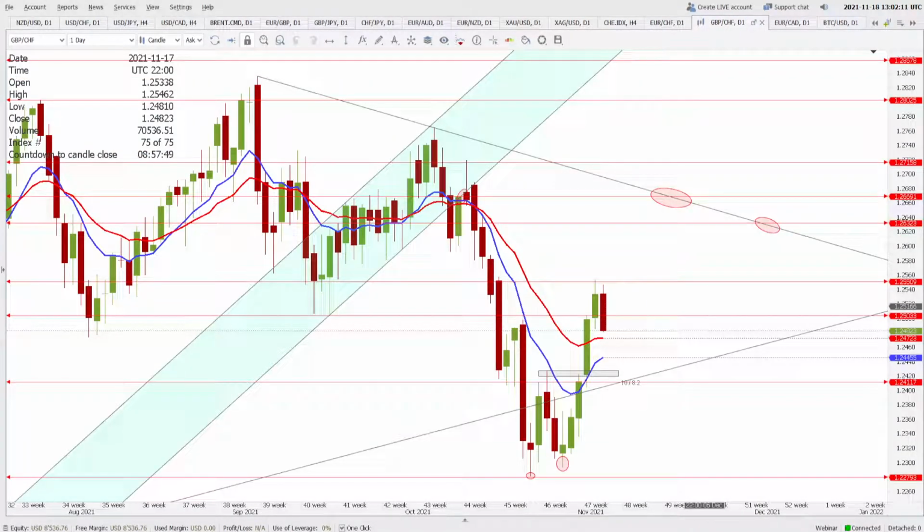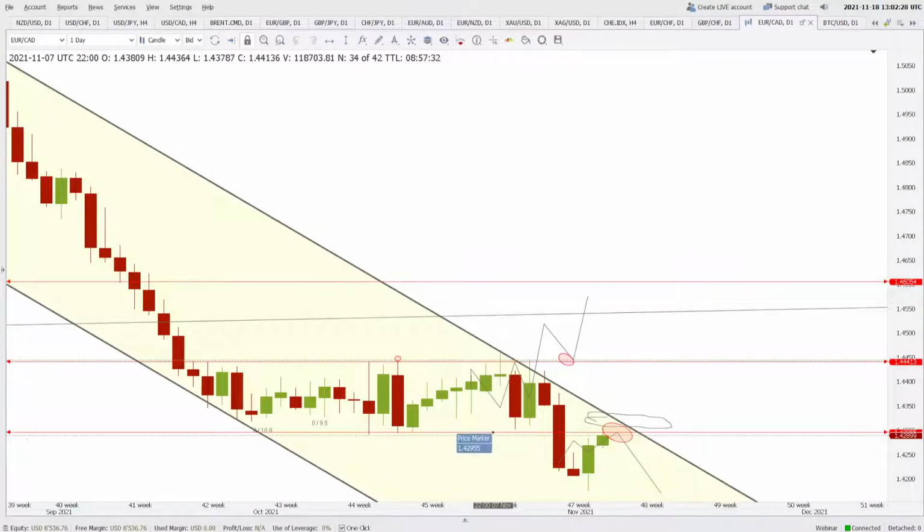GBP CHF, Great Britain pound seems to be breaking below the support of 1.2503. Any close below 1.2503 will expose 1.2411 in this market. So right now the resistance is at 1.2503 and the support is 1.2411 in this market.